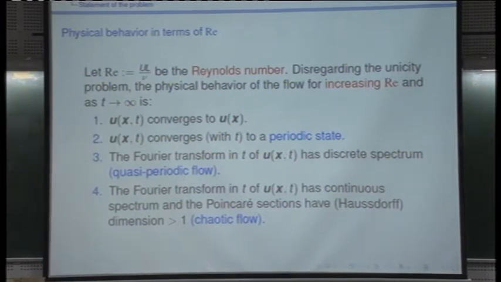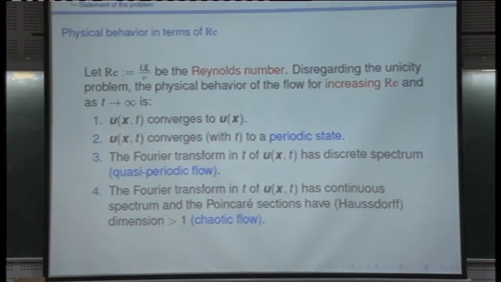So how does the solution behave when you increase the Reynolds number? Behave in the long term, when time tends to infinity. From the physical point of view, there are 4 stages, 4 situations. First, the solution converges to a stationary solution. So when time tends to infinity, the solution converges to a solution that does not depend on time, a stationary solution. That happens for small Reynolds numbers, okay?